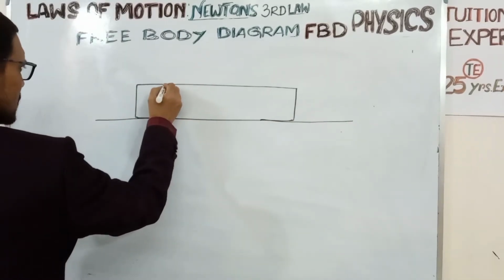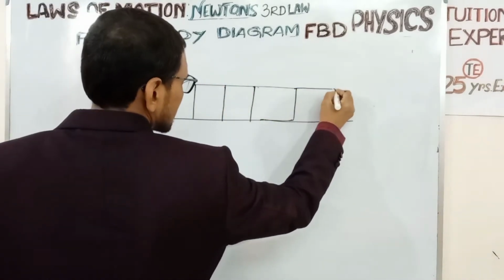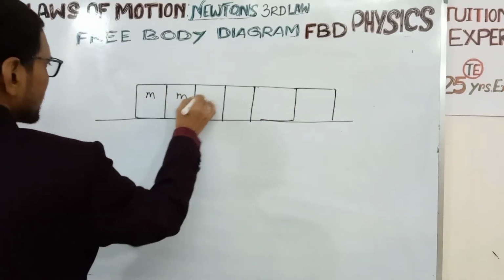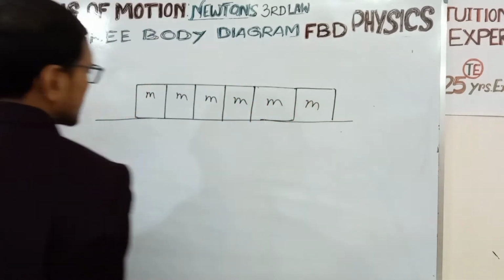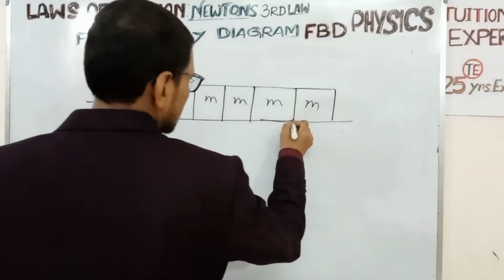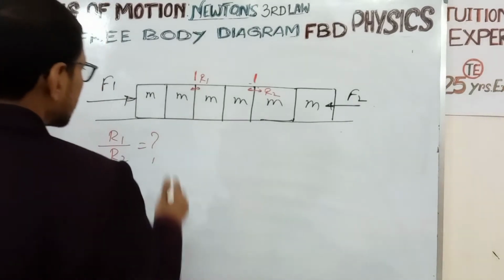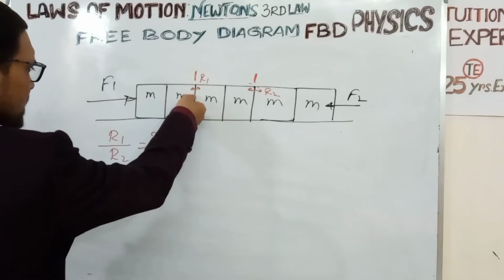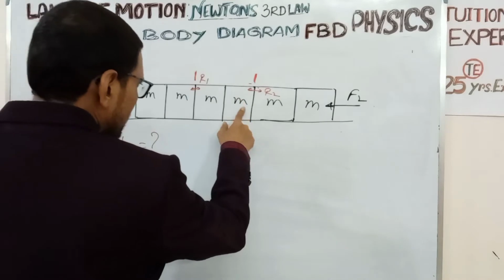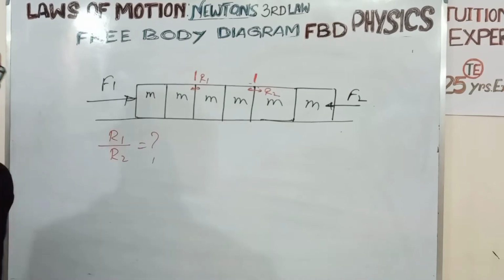Now suppose 6 identical blocks are present, 1, 2, 3, 4, 5, 6, each of mass M, and a force F1 acts in this direction and from the other direction a force F2 acts. So 6 identical blocks are placed side by side. Now what is the ratio of the contact force between the second block and third block to that between the third block and fourth block? You have to find this.